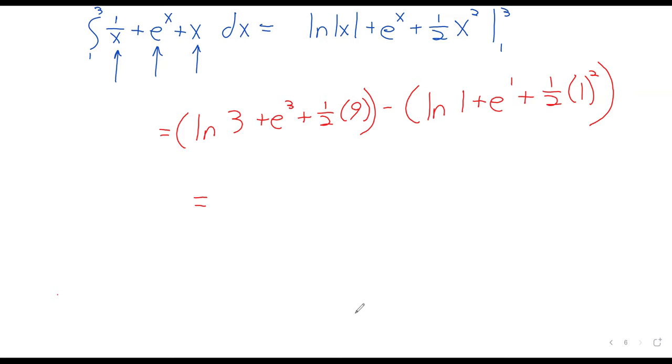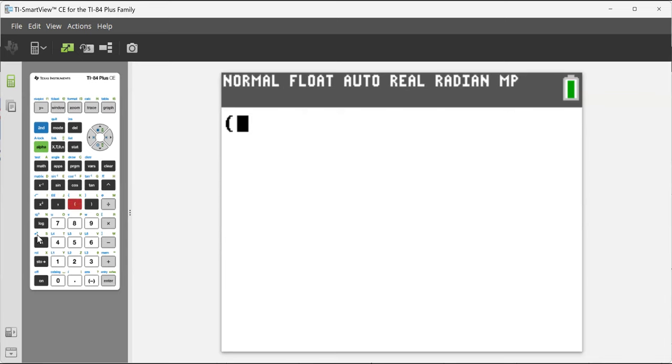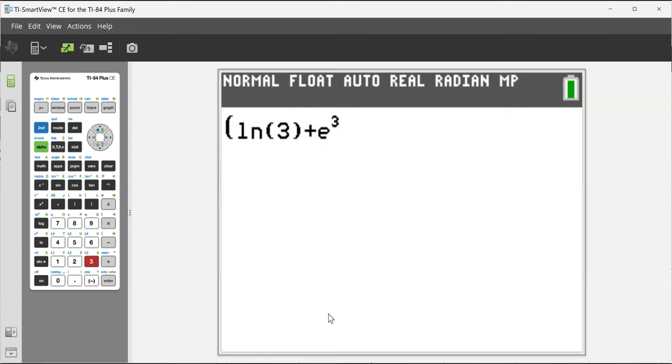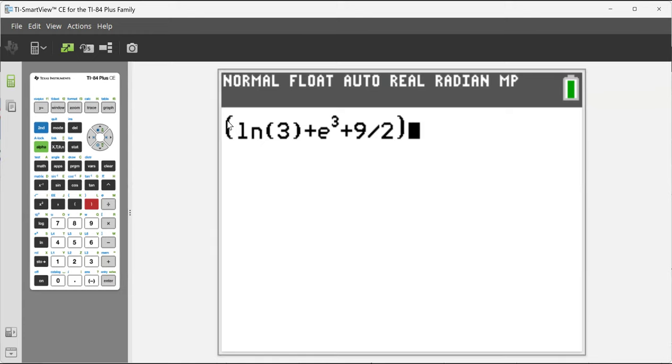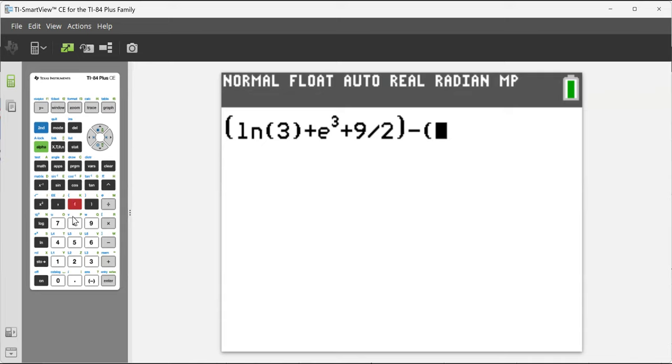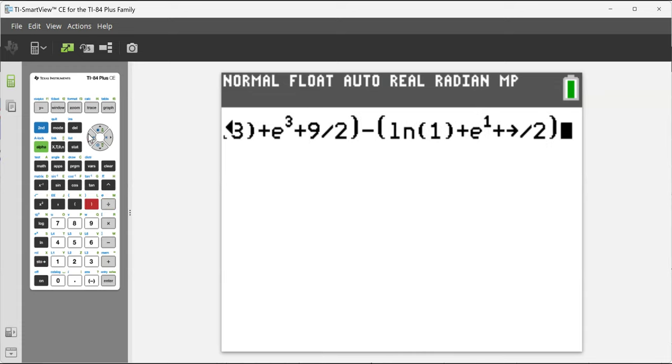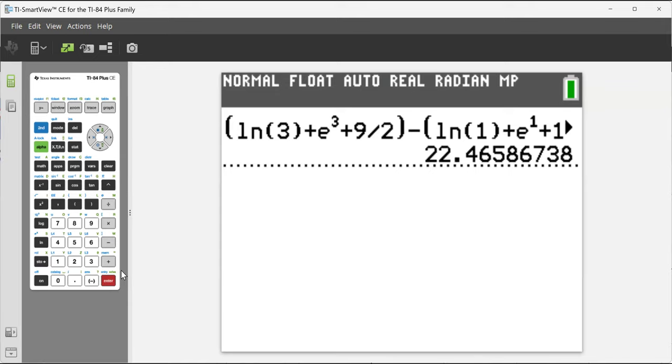And let me see. So it was the natural log of 3 plus e to the third power plus, what? 1/2 times 9. Yeah, not plus, 9/2. Notice this whole thing is going in parentheses. This next thing will go in parentheses too. Natural log of 1 plus e to the first, which is e, but no harm in writing that, plus e to the first plus 1/2, is it? Okay, pressed the wrong button there. 22.466.